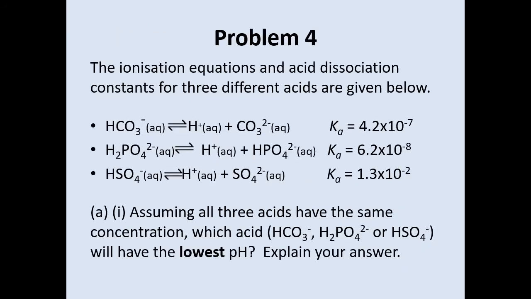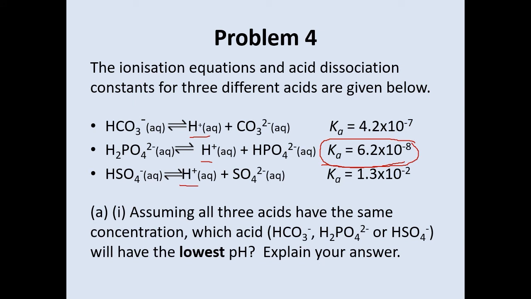Now, there is a real problem or example that says the ionization equations of three different acids are given below. From all of these examples, we see that all of them are acids because they are producing hydrogen ions, and the Ka value for each of them is given, right? We see that the Ka value for dihydrophosphate is a very small amount. It is the lowest among all of them.